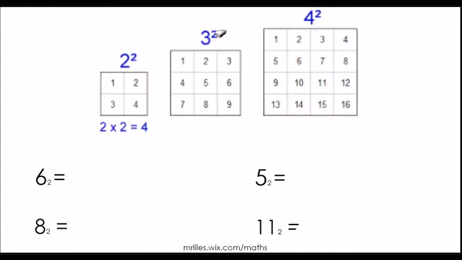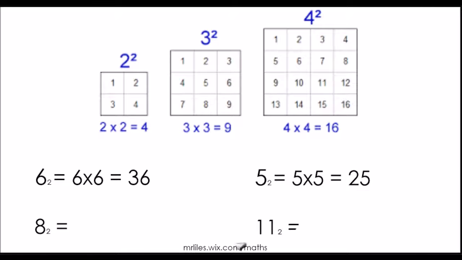3 squared is 3 multiplied by itself. 3 times 3 makes 9. And 4 squared is 4 multiplied by 4. 4 multiplied by itself, which gives us 16. To go shorthand, 6 squared is 6 times 6, which is 36. 5 squared makes 25. 8 squared makes 64. And 11 squared makes 121.